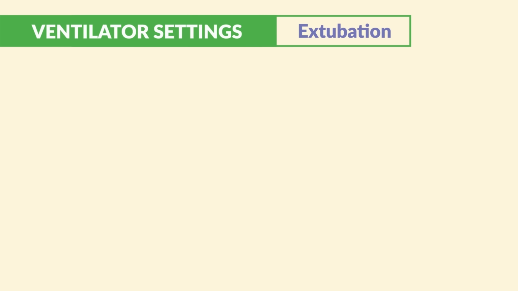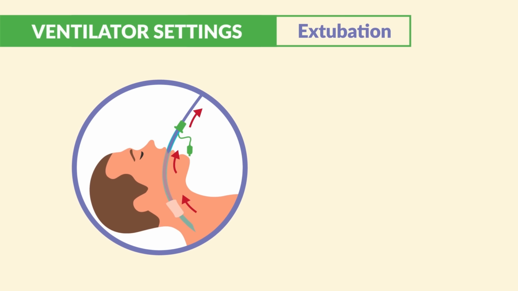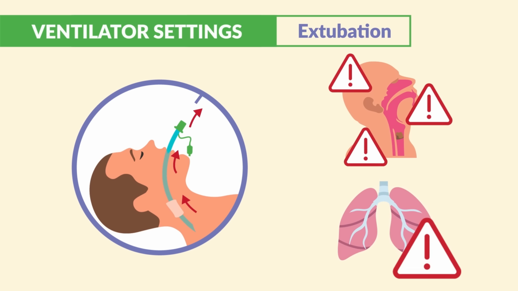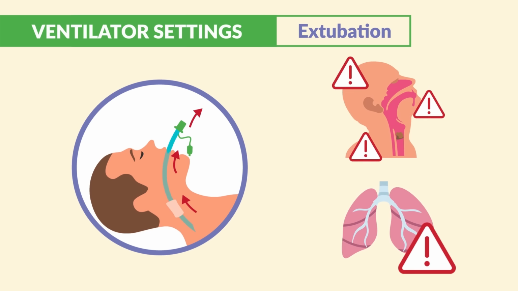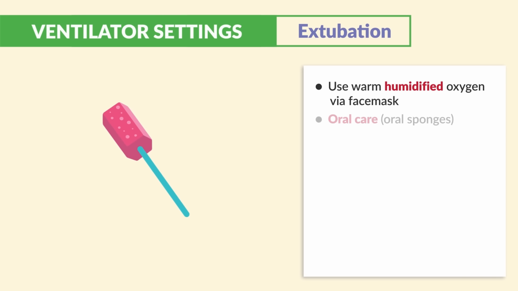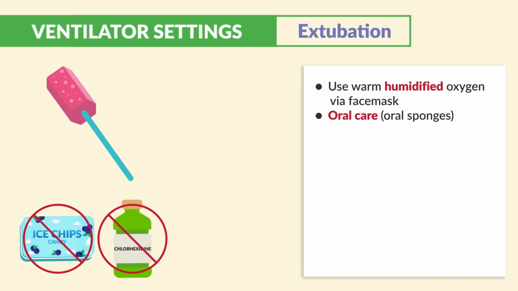Lastly is extubation. When a tube is taken out, we have a high risk for airway obstruction and respiratory distress. So write this down. We always use warm, humidified oxygen via face mask. Number 2 is oral care with, key term here, oral sponges. So no ice chips and no oral fluids.